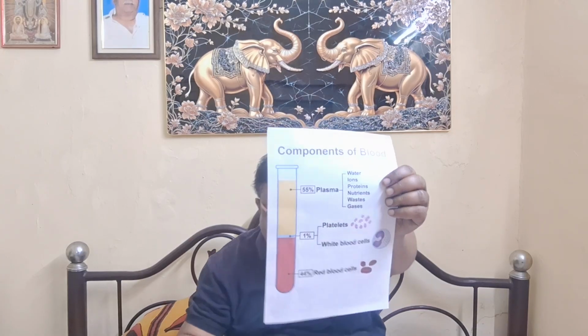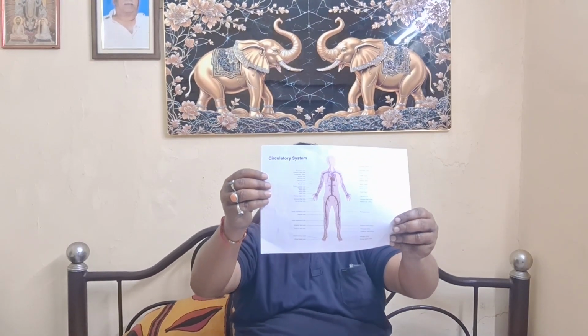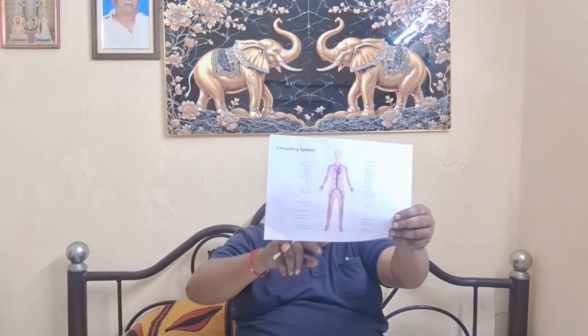I will try. This is human anatomy. This is xylem and phloem, components of blood. There are so many pictures with me. I will show you. This is a heart picture. There are more pictures. This is the human excretory system. It is called the circulatory system in the human body.